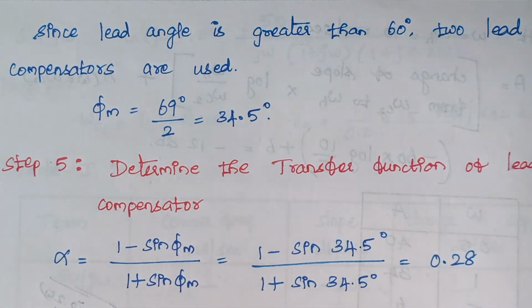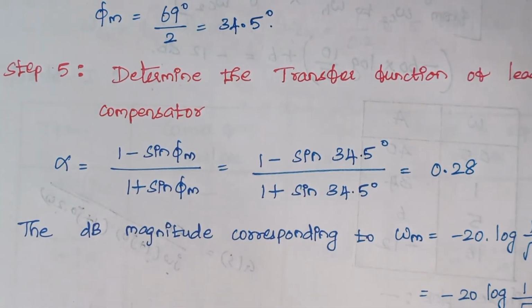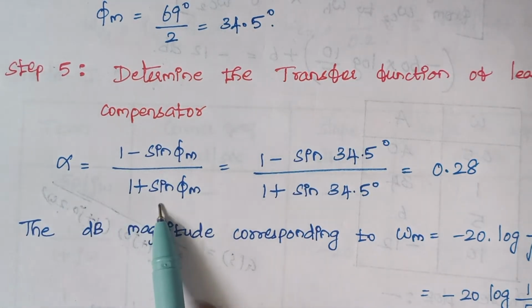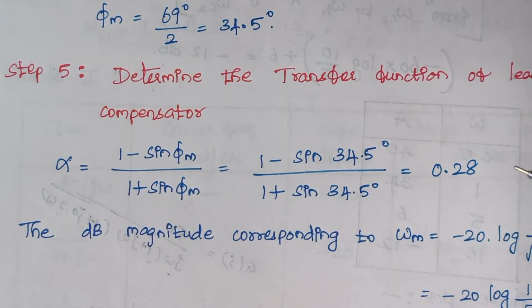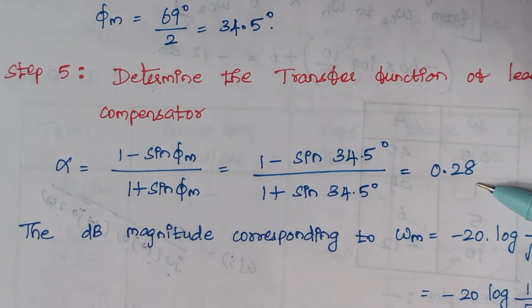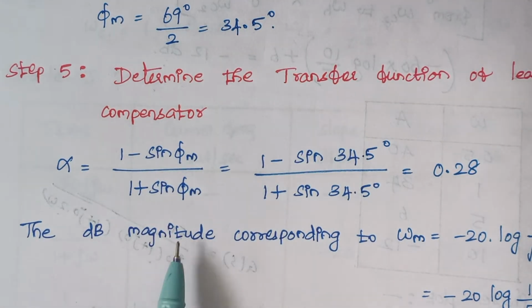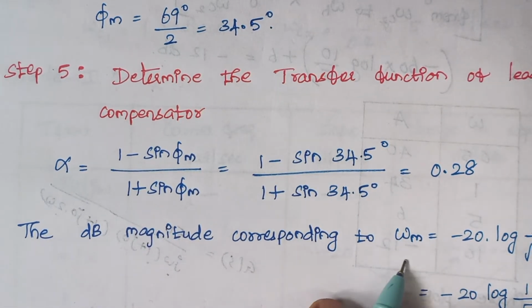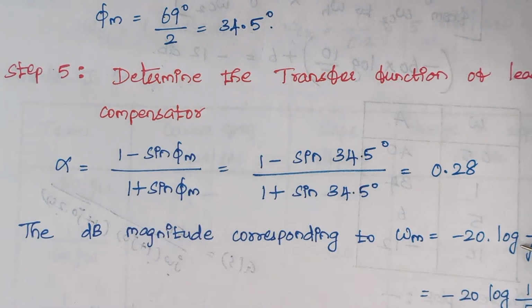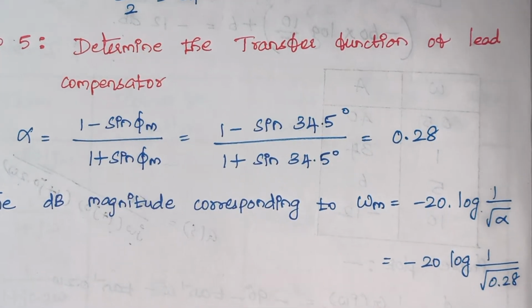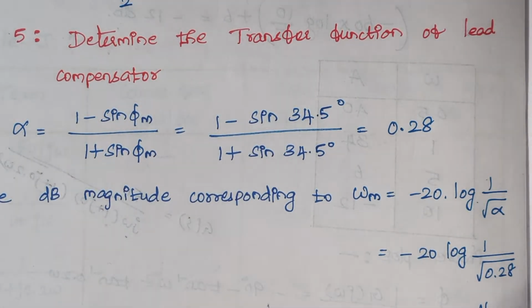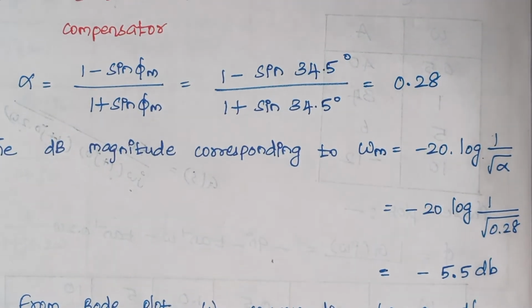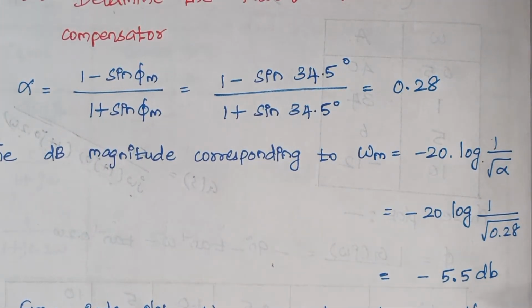The next step is finding the transfer function of the lead compensator. To find alpha, this is the formula. Just now we had calculated phi m, right? Just substitute in this formula and find the value of alpha, right? Then the dB magnitude, that is the magnitude corresponding to this frequency, is given by minus 20 log of 1 by square root of alpha. Here we know alpha, so just substitute it over here and the magnitude is minus 5.5 dB, right?